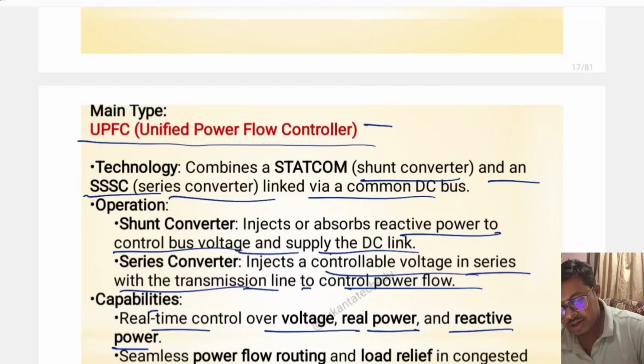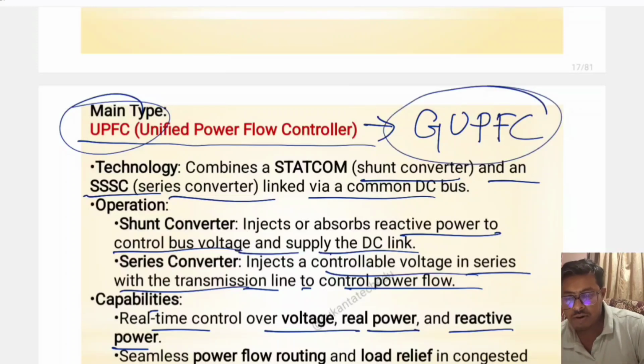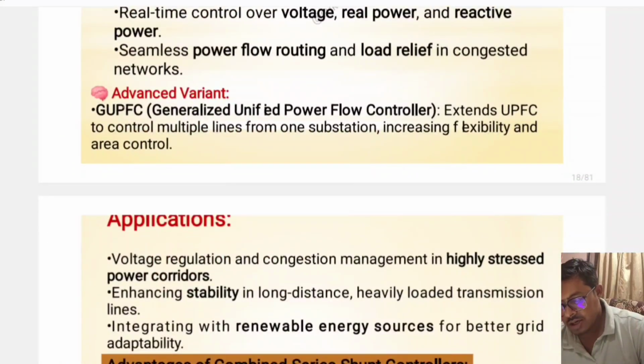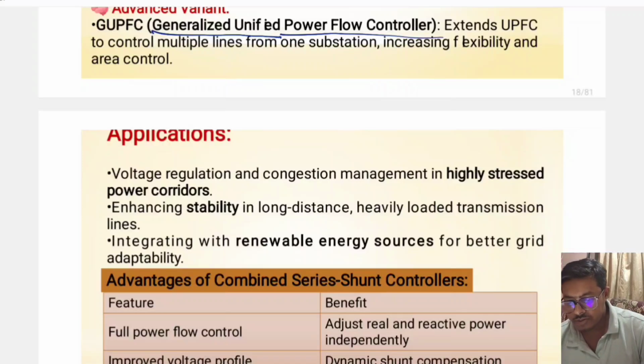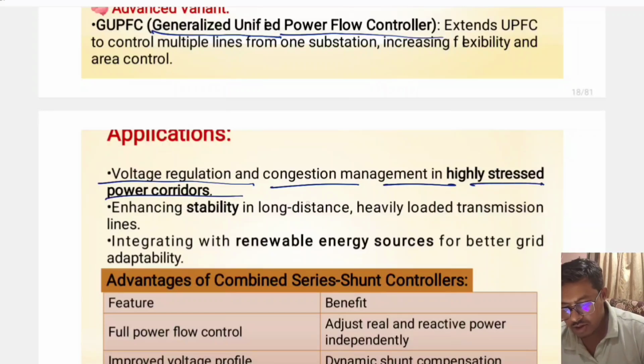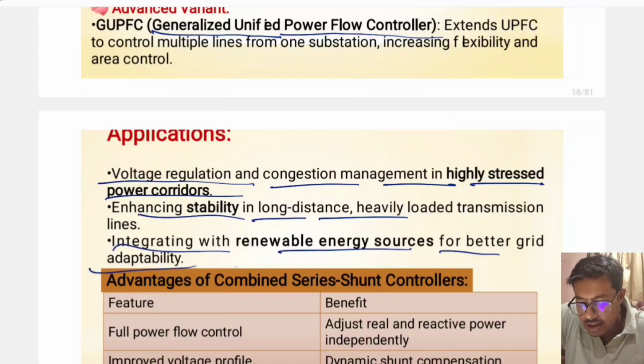There is another type, an advanced variant of this UPFC, that is the GUPFC, the generalized unified power flow controller. The applications are voltage regulation, congestion management in high-stressed power corridors, enhanced stability over long distances, and integration with renewable energy sources for better grid adaptability.